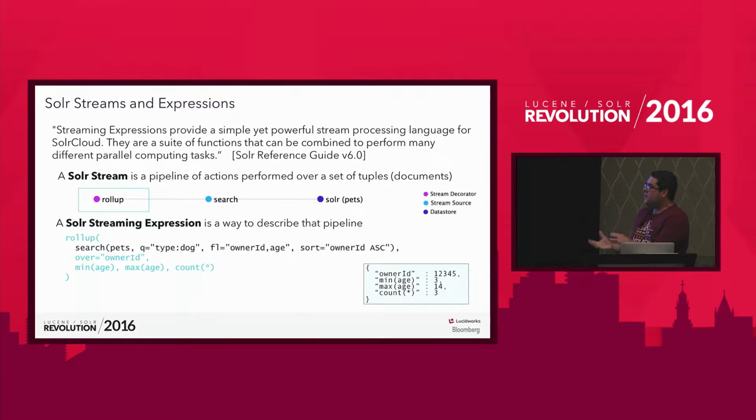Then that gets piped into a rollup stream. And like I said, a rollup is just a group by. So we're doing a rollup over the owner ID. So we're taking all the pets owned by the same person and grouping them together. And then we're calculating some metrics on that. We're getting the minimum age, the maximum age, and the number of pets that they own. And you can see this is what the tuple looks like at the end of that rollup stream. So you can see how the tuple changes as it goes through the stream.